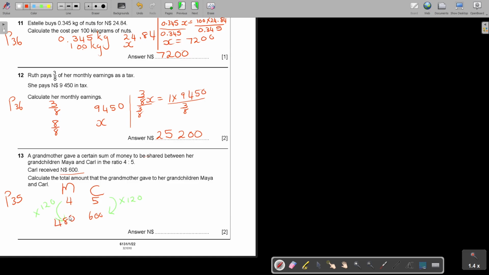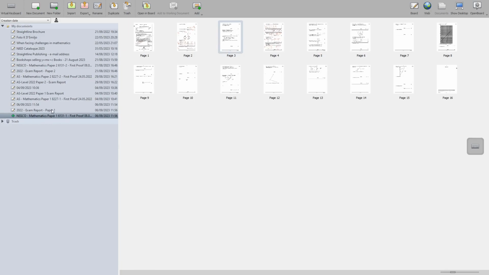But remember, go back to the question. Did she ask what Maya is getting? Maya is getting 480. They say, calculate the total amount that the grandmother gave her grandchildren, Maya and Carl. So the total will be 480 plus the 600, and that will be 1080. And that will be the final answer. Okay, let's go to the exam report and see what they tell you there.